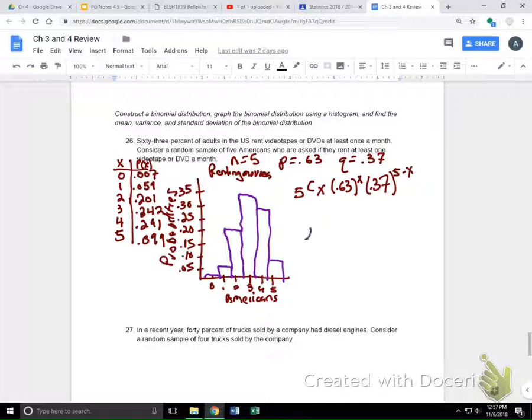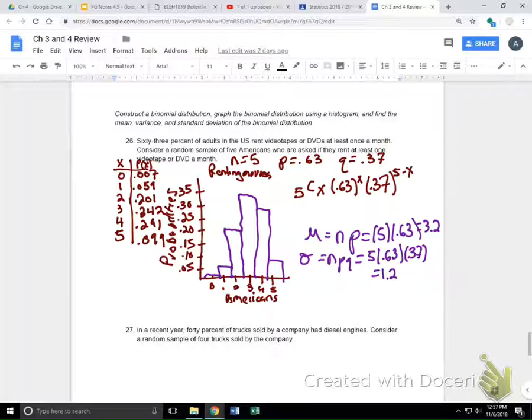Okay, and then our last part is mu equals NP, which equals 5 times 0.63 equals 3.2. Sigma squared equals NPQ, 5 times 0.63 times 3.7, which equals 1.2. And then sigma equals the square root of sigma squared, the square root of 1.2, which is approximately 1.1.